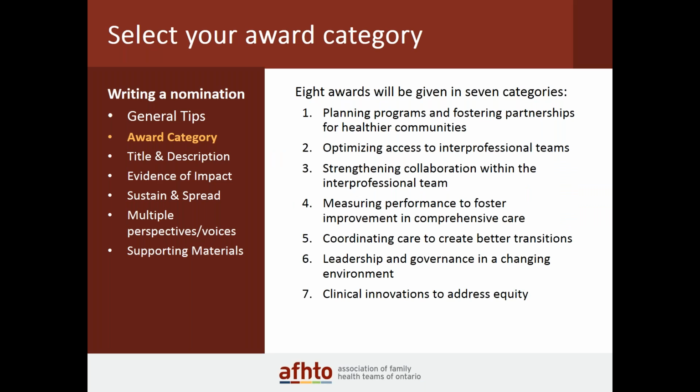Number 1 is planning programs and fostering partnerships for healthier communities. And that's really looking at what is the planning process that was taken to develop programs or develop partnerships based off of the population community need, looking at the broader community. So in the description we say that nominees are planning for populations, improving health equity, reducing disparities, creating stronger partnerships with local health and community services, and collaboration between LIN and sub-LIN regions and health links. So those are just some of the examples of what could come through.